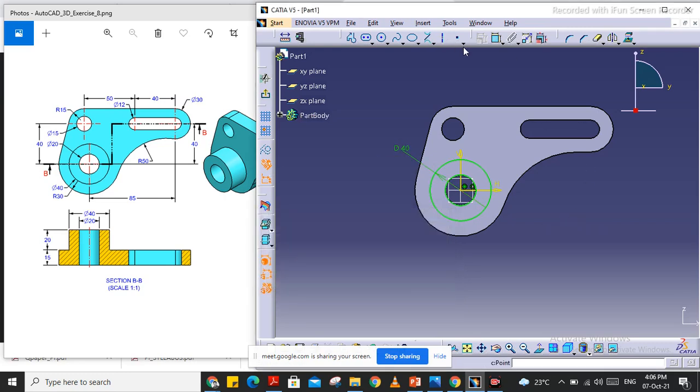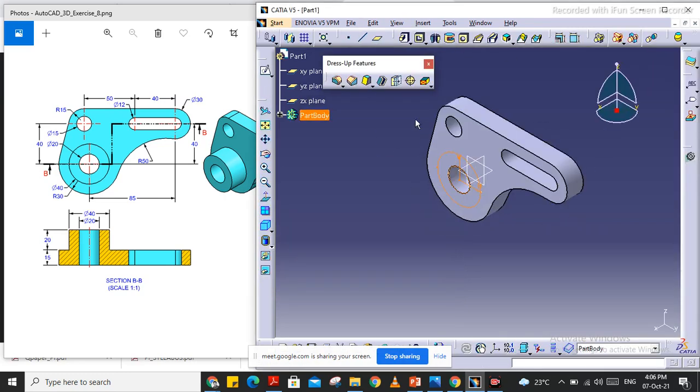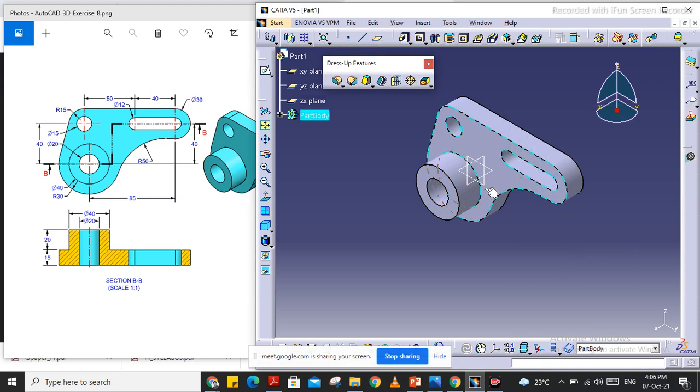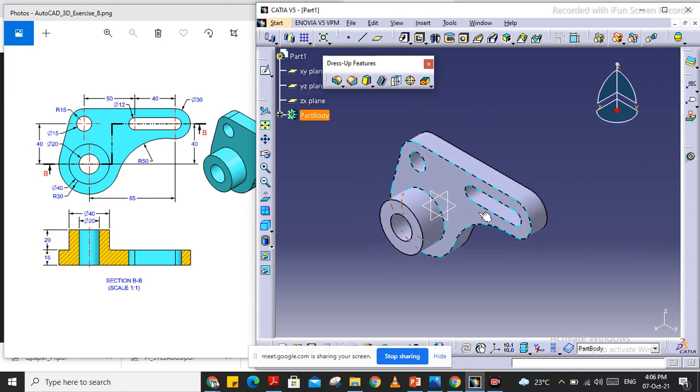Yes, now I will go again to 3D modeling, and it is having 20 mm. Right? So this is your product. We can complete it in 1 or 2 minutes only.